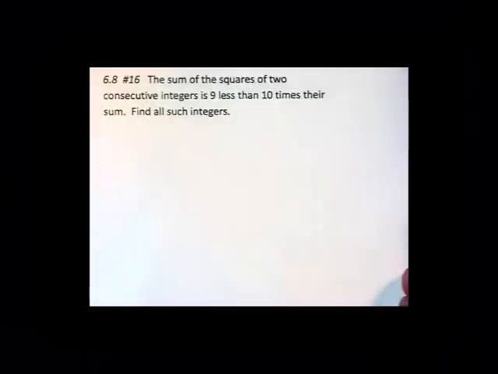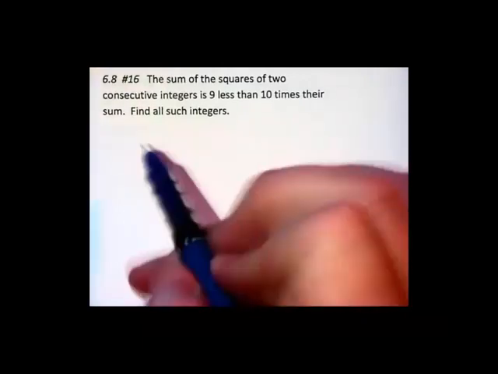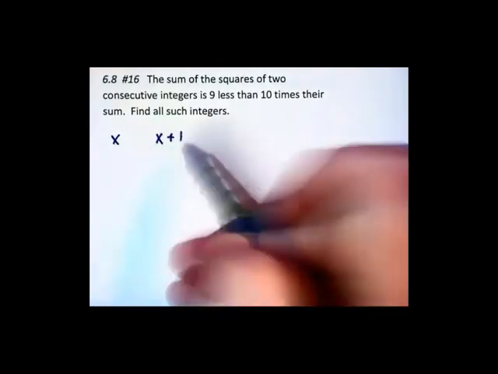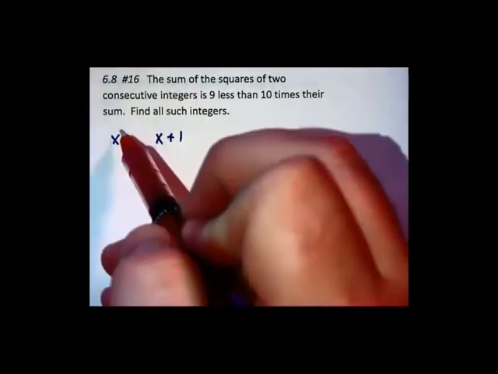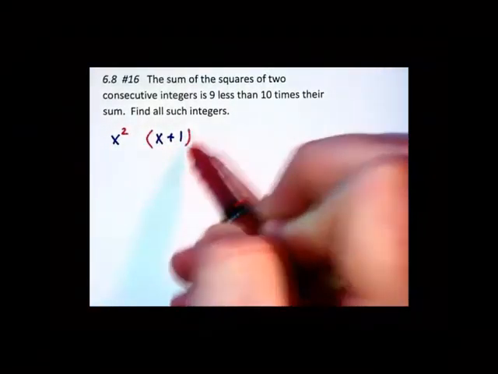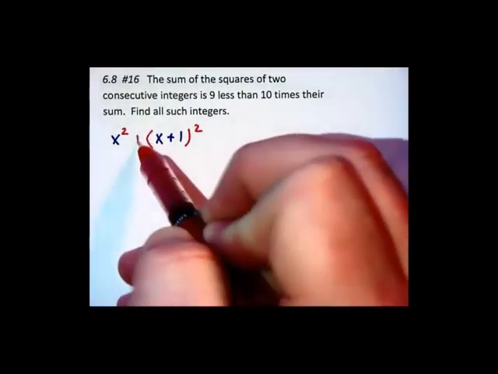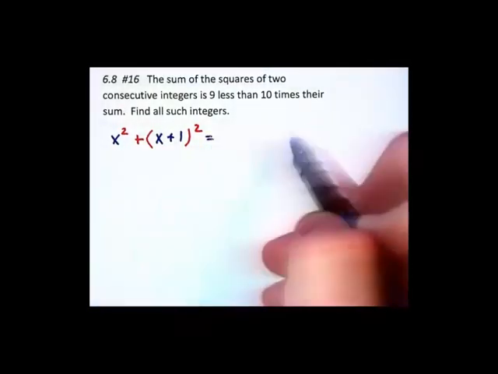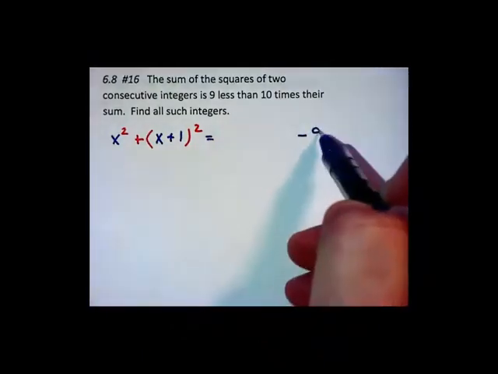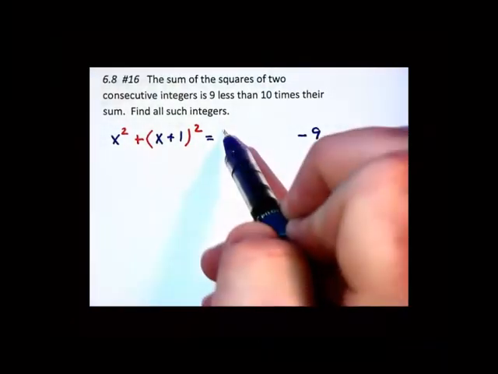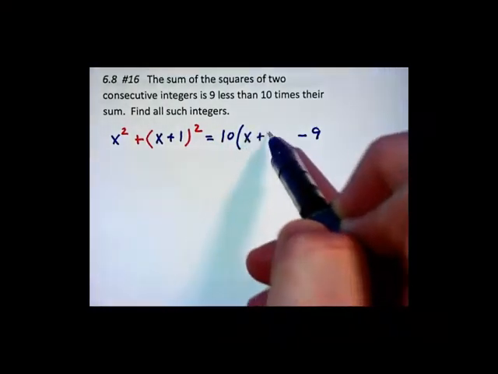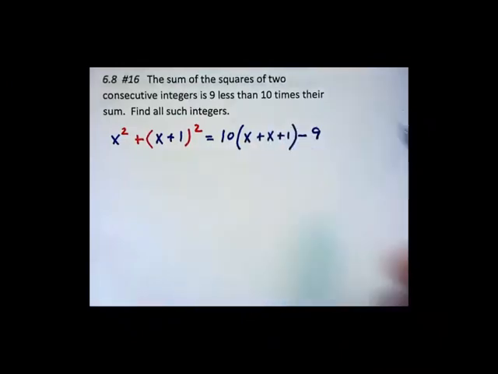Okay, this next one is a little bit more challenging. The sum of the squares. We're going to have x and x plus 1 as our consecutive integers, but then we're going to sum their squares. I need to put parentheses around the x plus 1, and sum means add them. This is going to be 9 less than, so I'm going to be subtracting 9 from 10 times their sum. And sum means add. Add the x and the x plus 1 together.